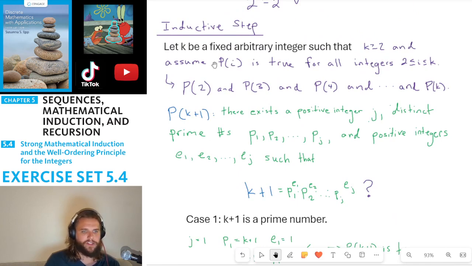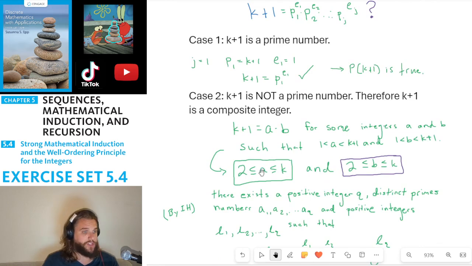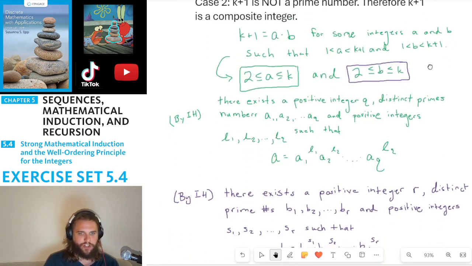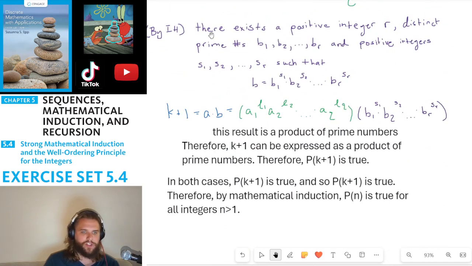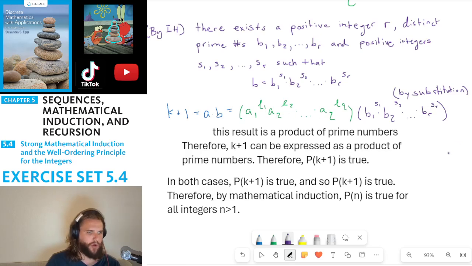The inductive hypothesis says that we're assuming p of i is true for all integers 2 less than or equal to i less than or equal to k. That includes the integers a, and that includes the integers b, and so we apply the inductive hypothesis to a and b, and then we use substitution, which I probably could have said here by substitution. We can express k plus 1 as the product of prime numbers only. All of these numbers, a sub 1, a sub 2, up through a sub q, b sub 1, b sub 2, up through b sub r, are all prime numbers.